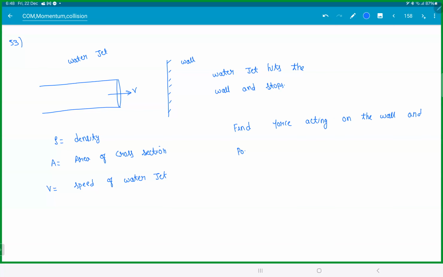And the power carried by the water jet. Meaning, how much power is the water jet carrying? So say power of the water jet. Let's get this.